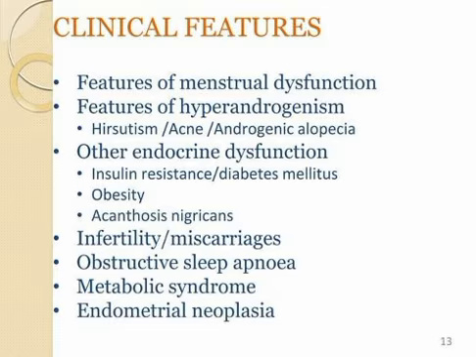And other endocrine dysfunctions like insulin resistance, diabetes mellitus. So this insulin resistance may further lead to diabetes mellitus. Next will be obesity, acanthosis nigricans. Sometimes it may also lead to infertility or miscarriages during pregnancies. And next will be obstructive sleep apnea, metabolic syndrome. It may also completely change the metabolism of our body. And other than that, it also shows some endometrial neoplasia. The endometrium of our uterus can also develop some destructive problems.